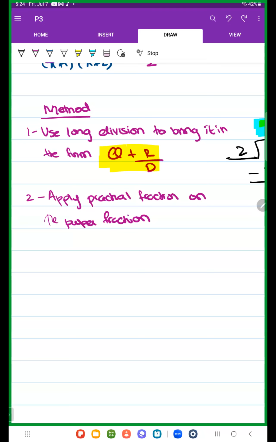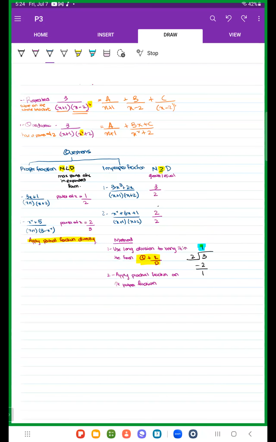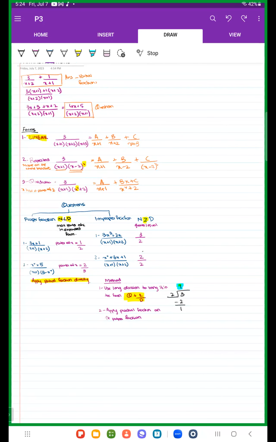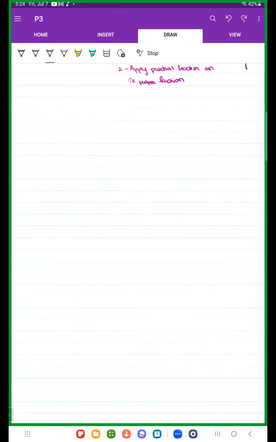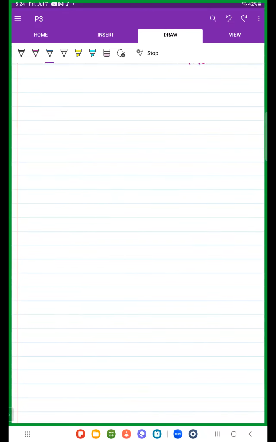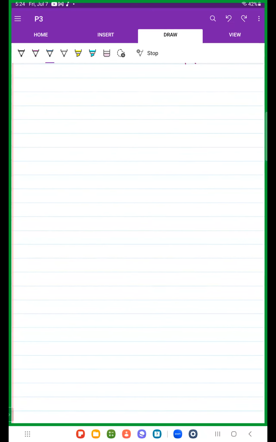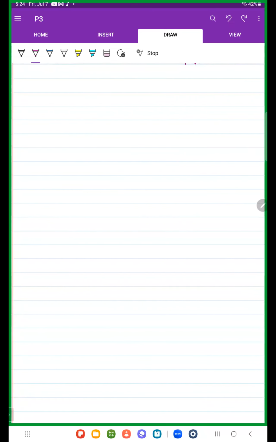Let's look at examples now. Are you clear till here? Do you have any questions? No, I understood. Okay. It's a very easy chapter. You just have to have a good understanding of it. All right. Let's do examples with proper fractions right now.